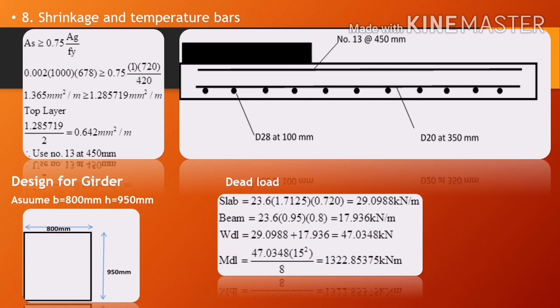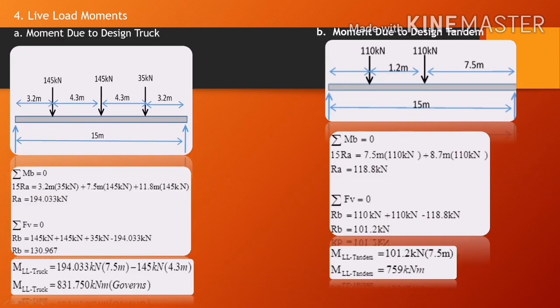For the design of the girder, we assume the dimension that B is equal to 800 mm and height is equal to 950 mm. Then we solve for the dead load. For slab, we got 29.0988 kilonewton per meter. For beam, we got 17.936 kilonewton per meter. The weight of the dead load is equal to 47.0348 kilonewton, and the moment for the dead load is equal to 1322.85375 kilonewton meter.